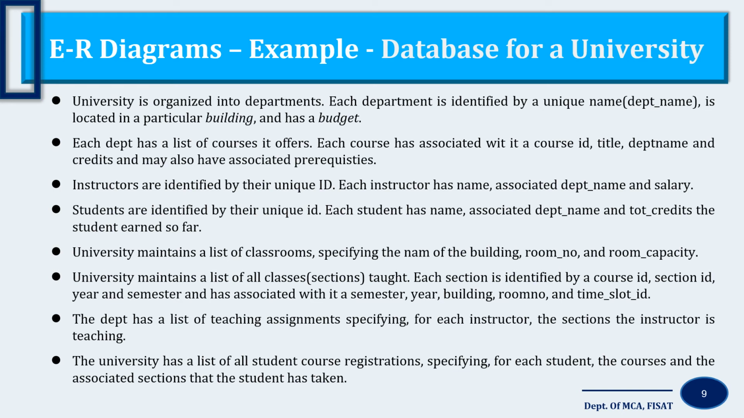We identified some of the entities, right? By reading the scenario again and again, we can identify all the entities and the associated attributes, and we have to identify the relationships. How is this instructor going to be related with the classroom or with the department? If you have any relationships, those also have to be identified.